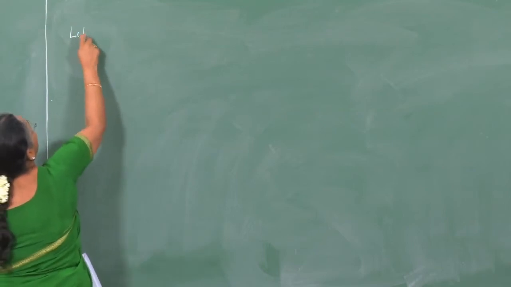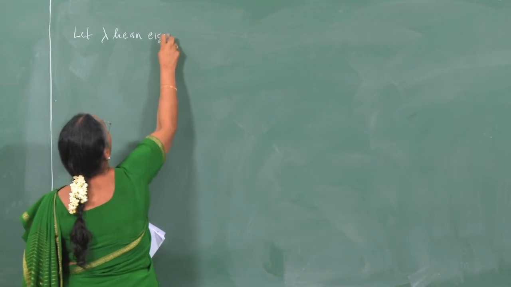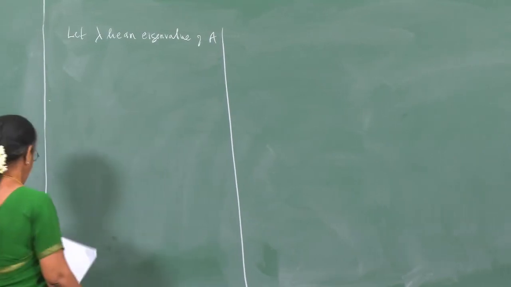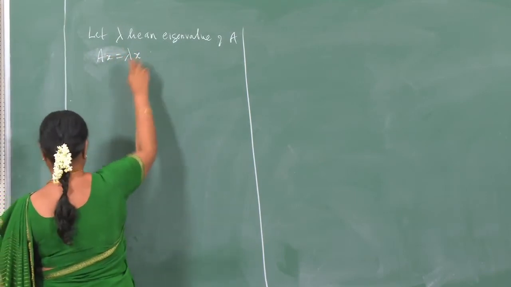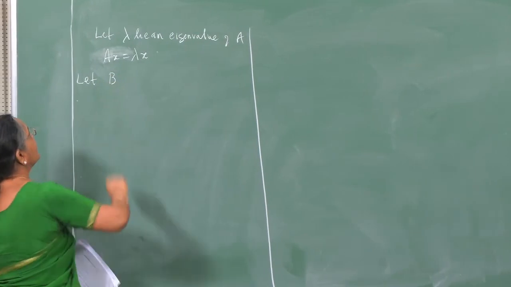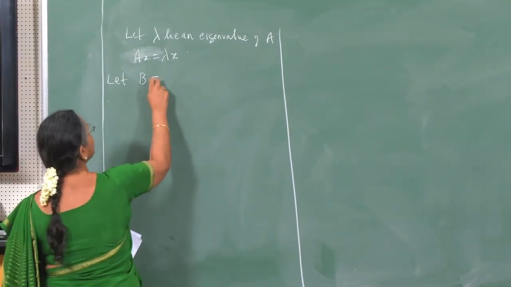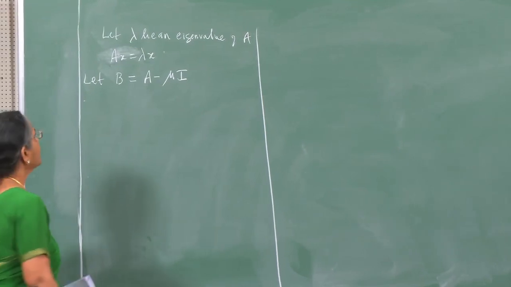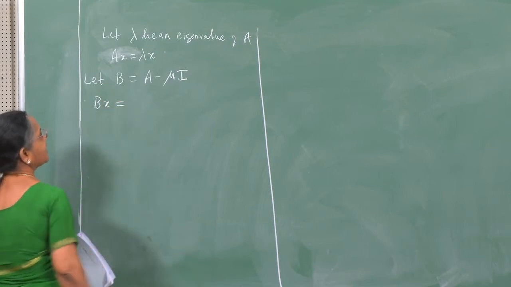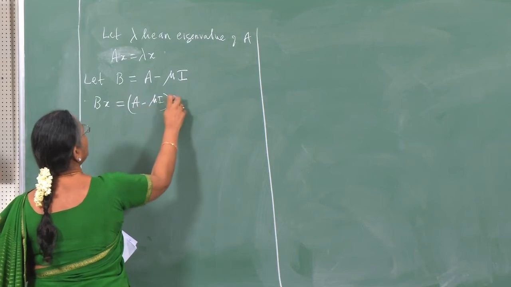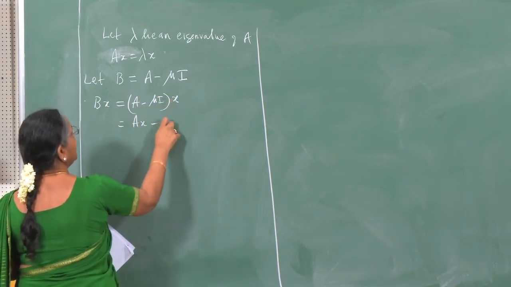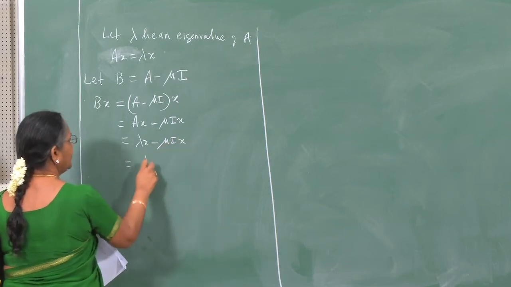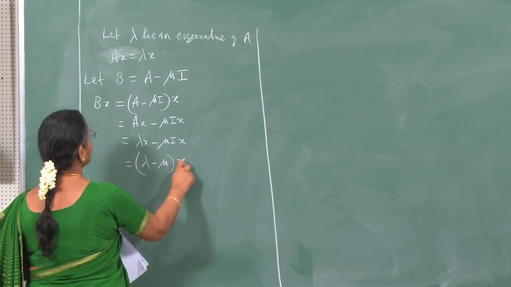So, let lambda be an eigenvalue of A. A is a given matrix. Suppose lambda is an eigenvalue of A, that is Ax is equal to lambda x. Let us find a matrix B, where B is given by A minus mu times I. Mu is some constant. Then let us compute what is Bx. So, Bx is A minus mu I into x. So, it is Ax minus mu I x. But what is Ax? Ax is lambda x. So, this tells you it is lambda minus mu into x.